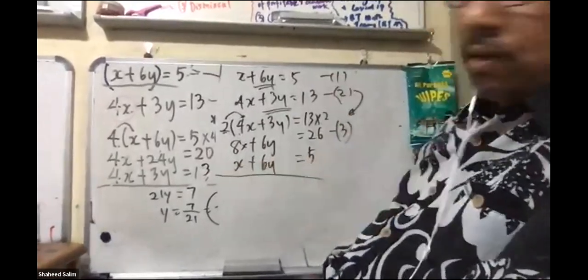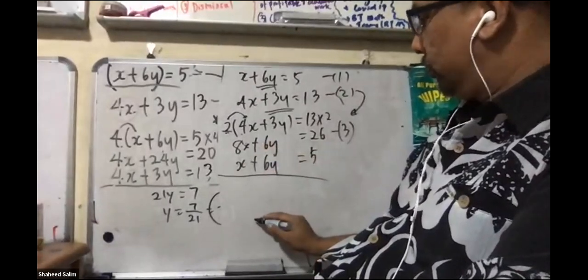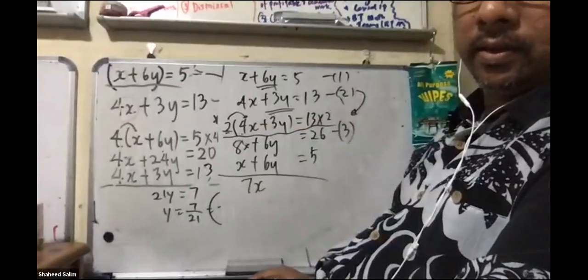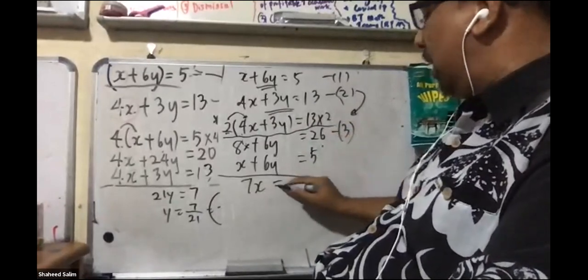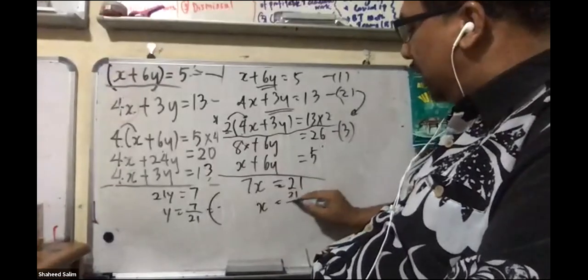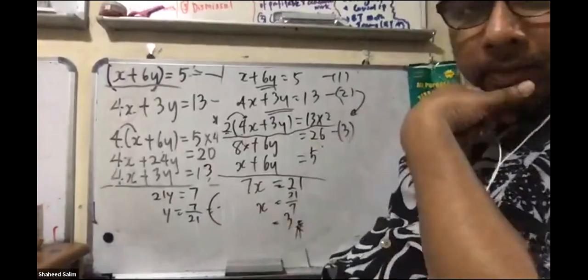You think you can minus now? 8x minus x, how much do you get? 7x. 6y minus 6y is 0, no need to put it here. 26 minus 5 is 21. So x equals 21 divided by 7. I divide by 7 and I get 3. Can you see now?